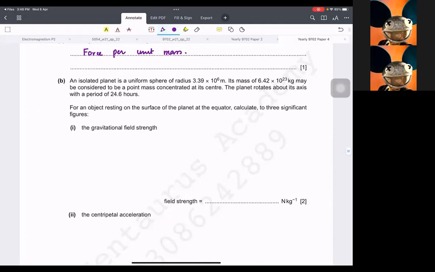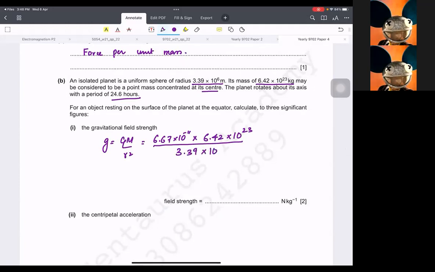Now, an isolated planet is a uniform sphere, its mass is given, and it may be considered to be a point mass concentrated at the center. Gravitational field strength: GM upon r squared would be the best way. You know G is 6.67 times 10 raised to minus 11. Mass is given, 6.42 times 10 raised to 23, divided by 3.39 times 10 raised to 6 metres squared. So this would actually be 3.73 newtons per kilogram. So you can check.